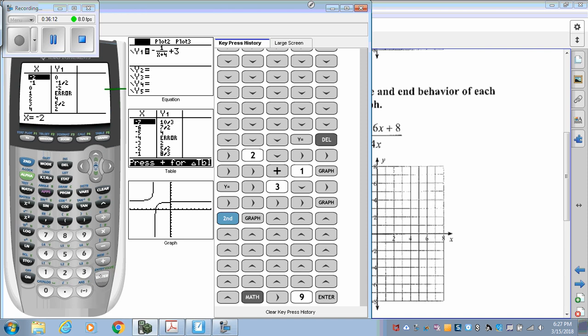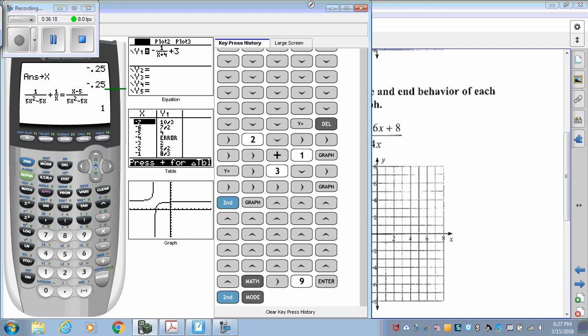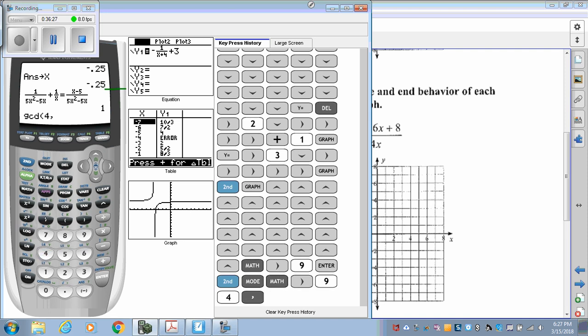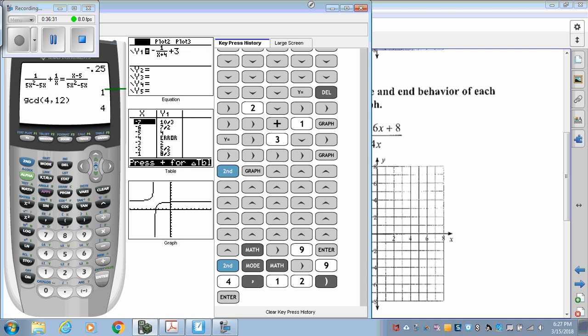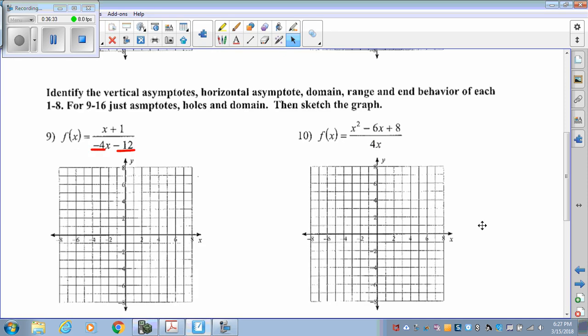Oh, I need to get, you know what? Well, I'll go ahead and do math, num, 9. So I'm going to quit out of this. So math, num, 9. All right, and what was it? 4 and 12? 4, comma, 12. Okay, enter. So 4 is the common factor that I can divide out.